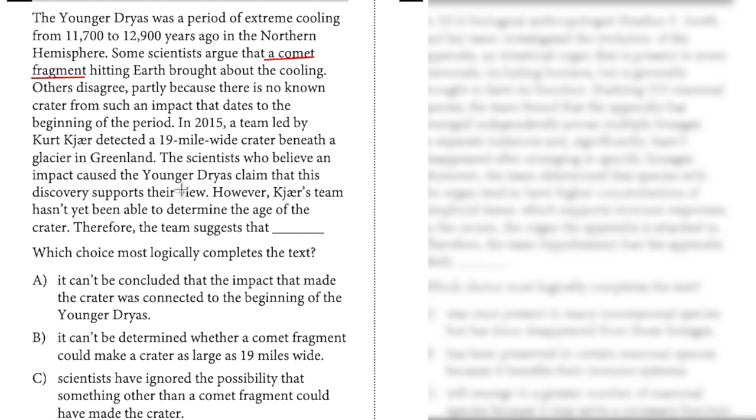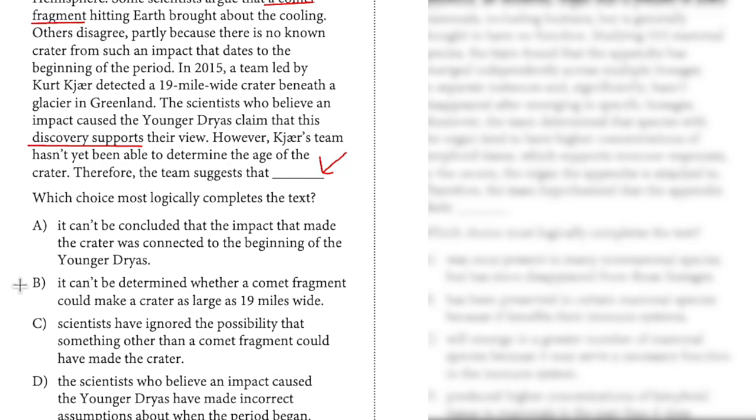Others disagree, partly because there is no known crater from such an impact that dates to the beginning of the period. In 2015, this team detected a 19-mile wide crater. The scientists who believe an impact caused the Younger Dryas claim that this discovery supports their view. Okay. However, their team hasn't yet been able to determine the age of the crater. Therefore, the team suggests that, well, if we don't know the age of the crater, I would say they should suggest that we either find the age of the crater or that we don't have enough evidence to support the comet fragment thing. "It can't be concluded that the impact that made the crater was connected."